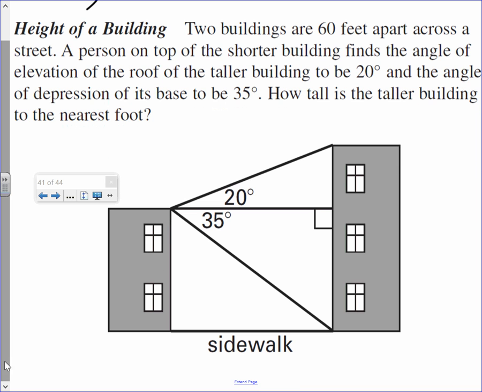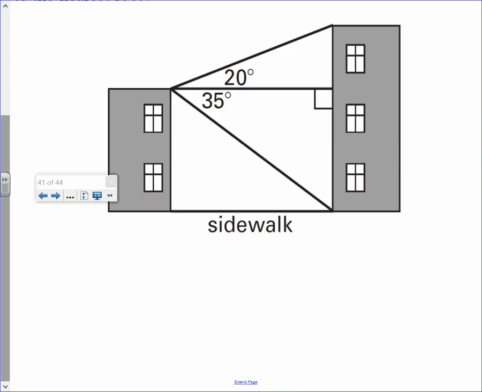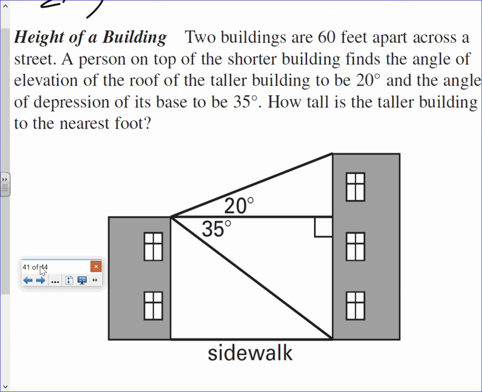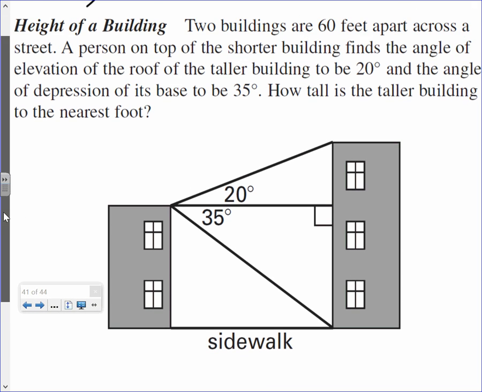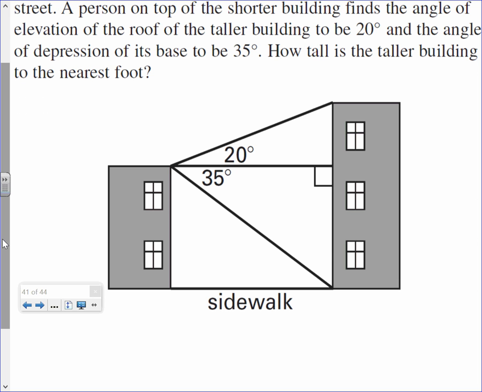See what's going on here. So 2 buildings are 60 feet apart across the street. All right, so let's see. 60 feet apart. That means I'll put 60 right here. The problem gives me that 60 feet.